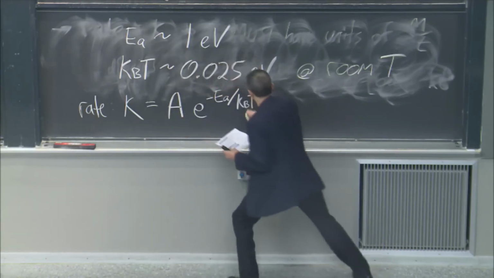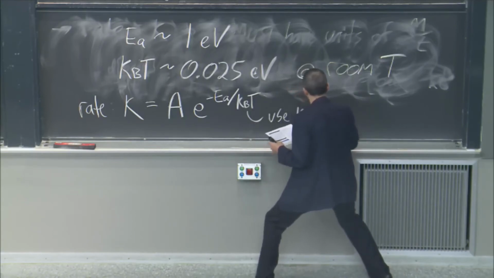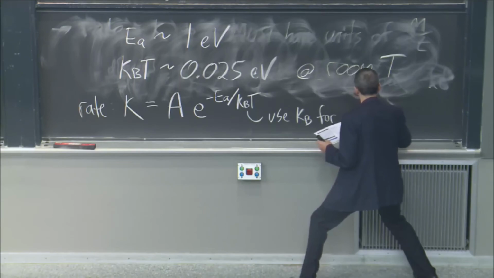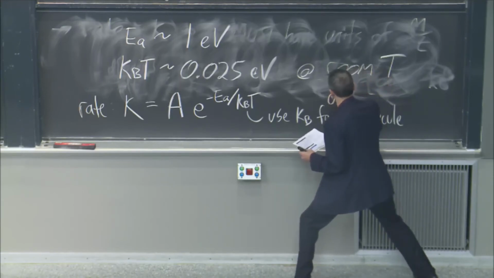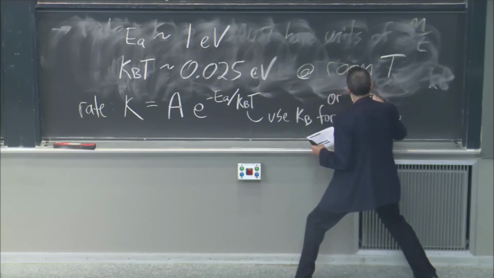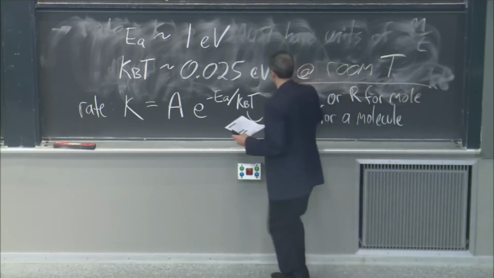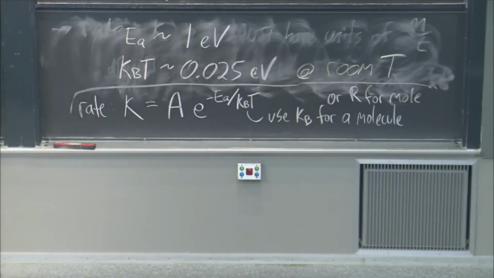And remember, we use KB for one collision, for a molecule or an atom, and we would use R for a mole. Here I'm talking about a single event, one molecule colliding with another to make the reaction happen.